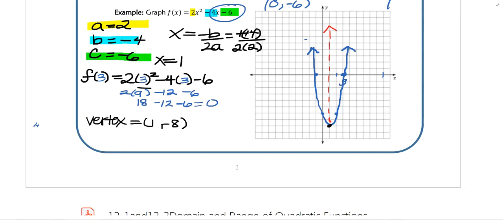All right, in the next video we're going to talk about how to find the domain and the range of these functions. So stay tuned for part 2.